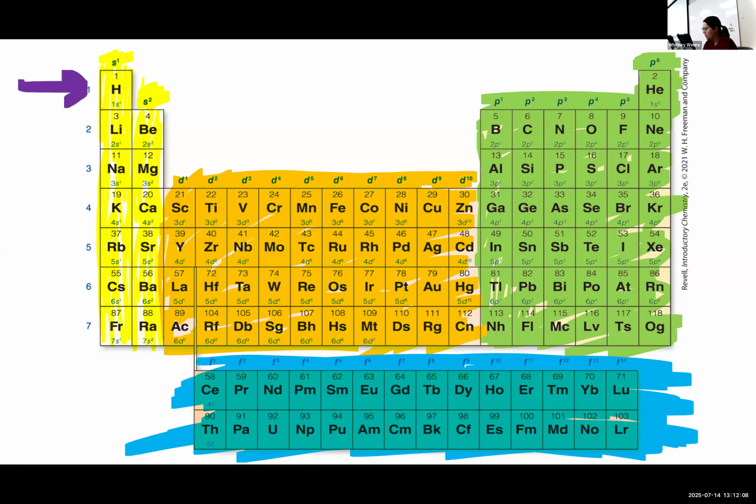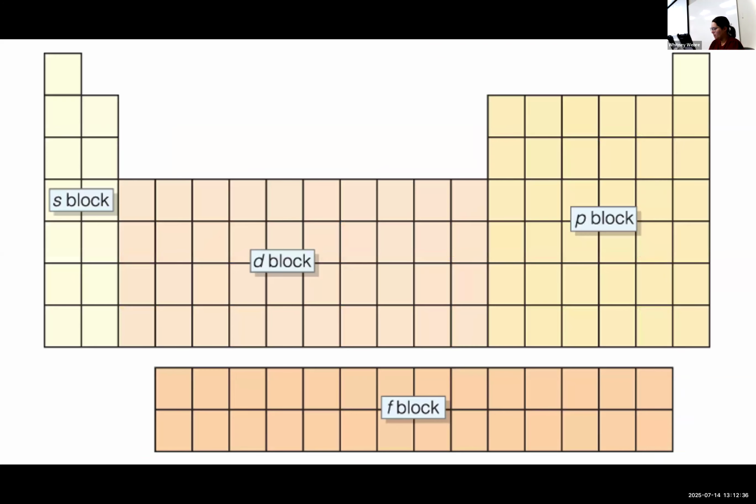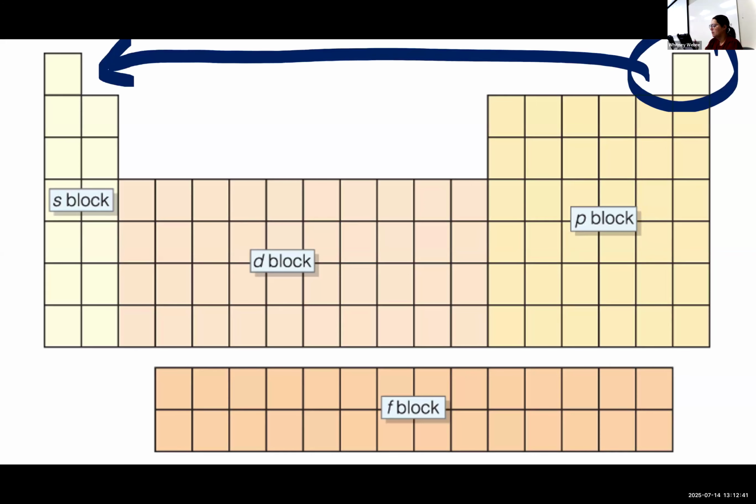I do want to fix one thing. Helium does belong over here. That's like one mistake that this kind of shows. Helium is an S. I think that's what they have right here. The rest of it is green, but helium is S. Okay. This just simplifies everything. Yeah, but helium over there.